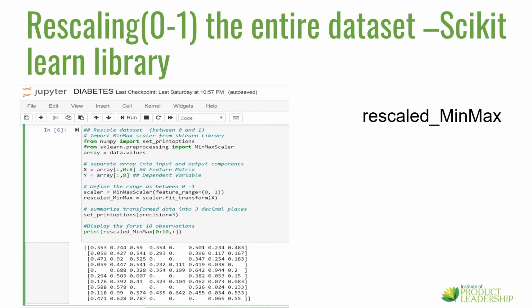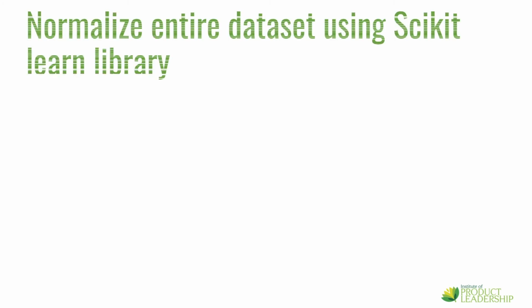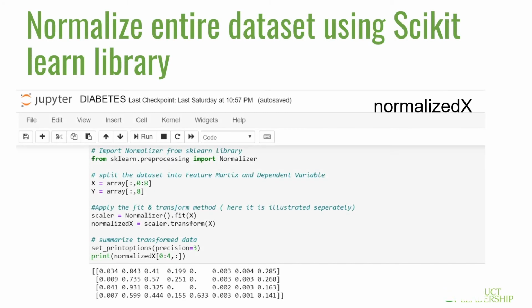Another technique is called normalization. This pre-processing method can be useful for sparse datasets, that is, a lot of zeros, with attributes of varying scales. We follow a similar procedure where we first import the normalizer from the sklearn library, followed by splitting the dataset into feature matrix and dependent variable, and then finally fit and transform the feature matrix as explained in the Jupyter Notebook.